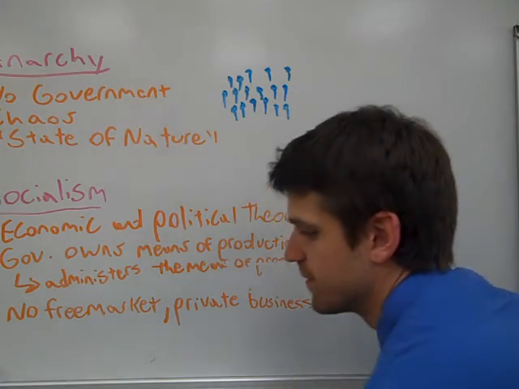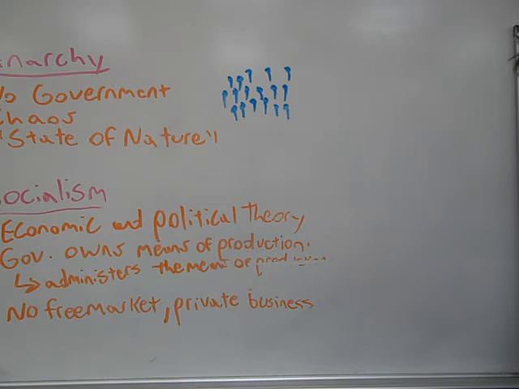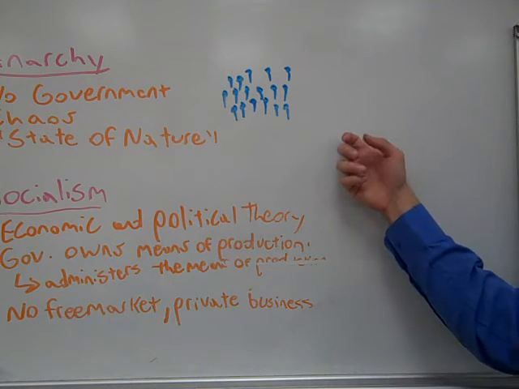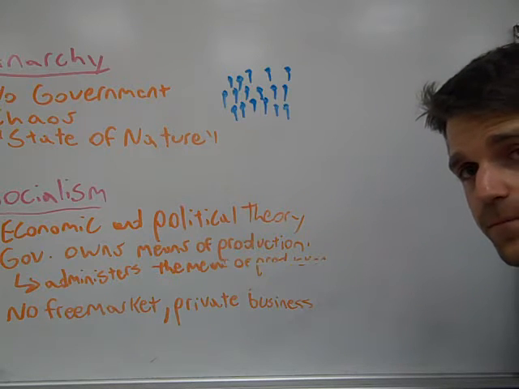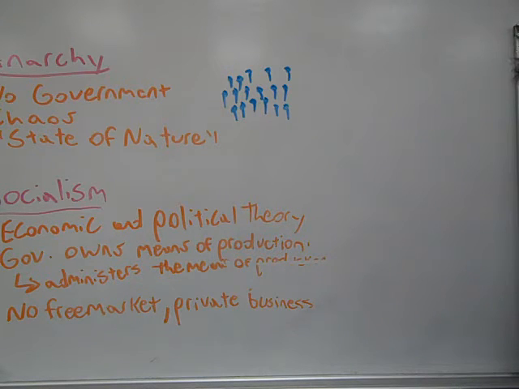We now move on to the last two systems. Anarchy, which has no government. It's characterized by chaos. Your rights are always being taken and they're always in jeopardy. And the state of nature. It is what the founding fathers and those who influenced them considered the state of nature. And your natural rights are in danger.